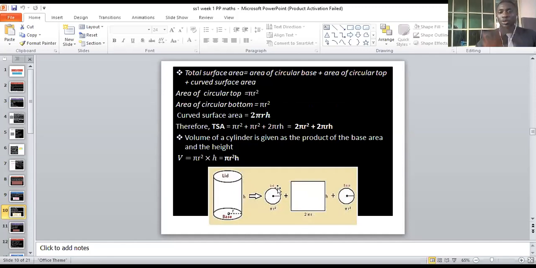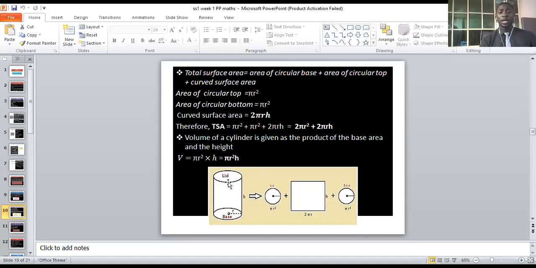So the sum of everything gives you what? The total surface area. Therefore, the total surface area equals pi r squared plus pi r squared plus 2 pi r h, which is now equal to 2 pi r squared plus 2 pi r h, where r is the radius and h is the height. Pi is given as 22 over 7.